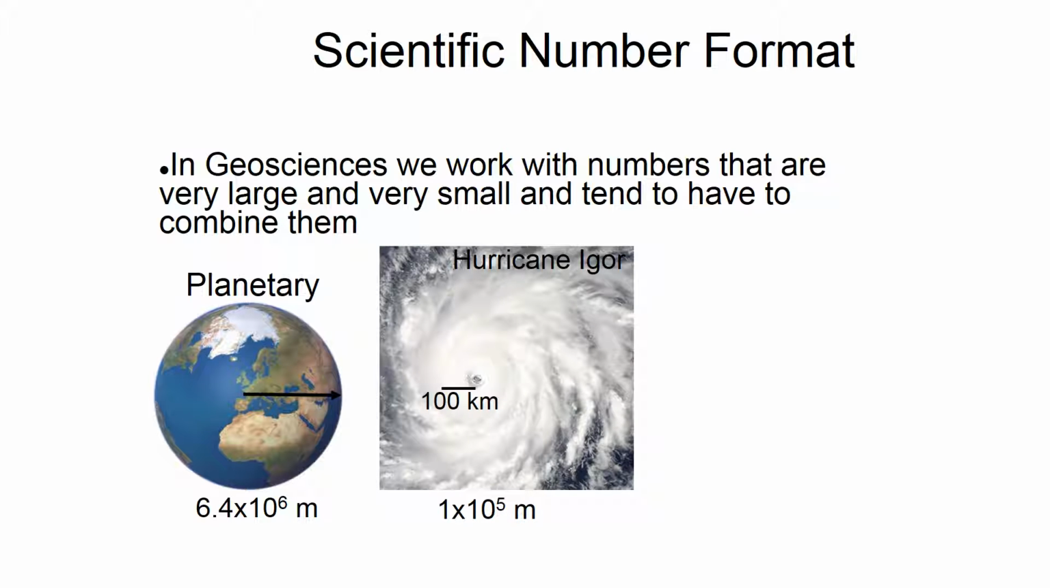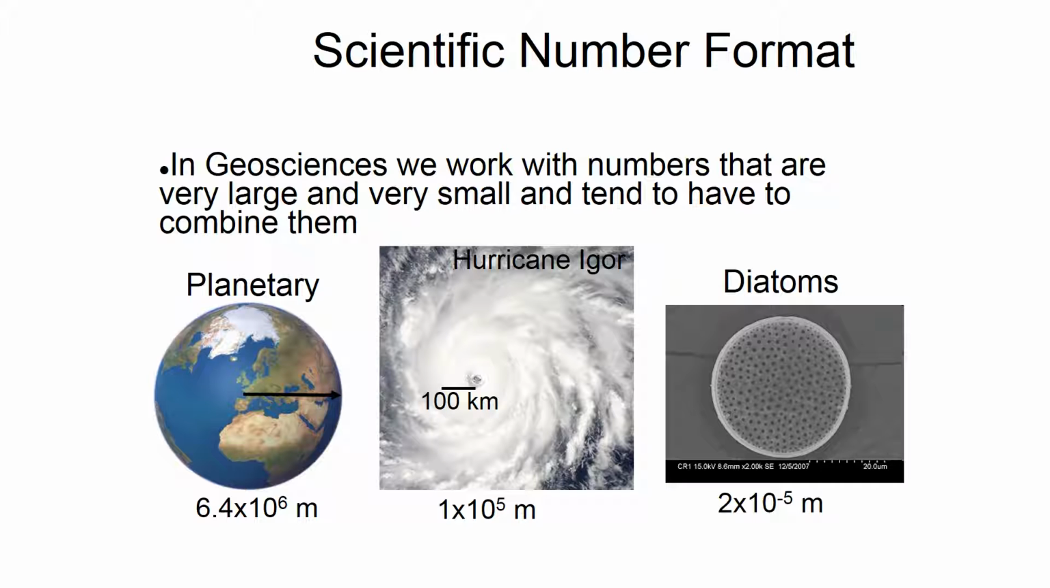Other things might be slightly smaller. This is maybe only on the 100 kilometers scale. It actually says 100 kilometers, so I had to work out 1 times 10 to the 5. But also, things that affect these large Earth systems can actually be really small. Marine plankton, diatoms, tiny little things, have a huge impact on the climate system. So if we wanted to work out how many of these things you could fit in a bit of ocean, you'd need to work with these really big numbers and these really small numbers.